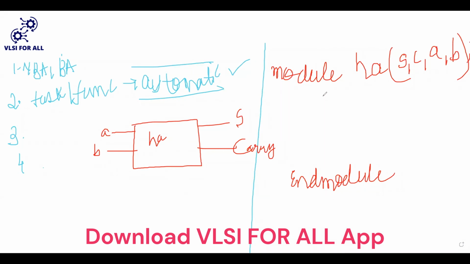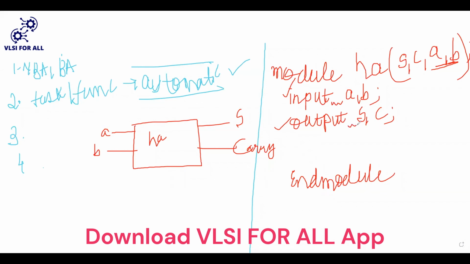Every statement inside Verilog, except endmodule and a few specified statements, should be followed by a semicolon. Let us consider there are two inputs: input A, B. And the output, I'm going to consider as S, C. So I have defined the inputs and I have defined the outputs.